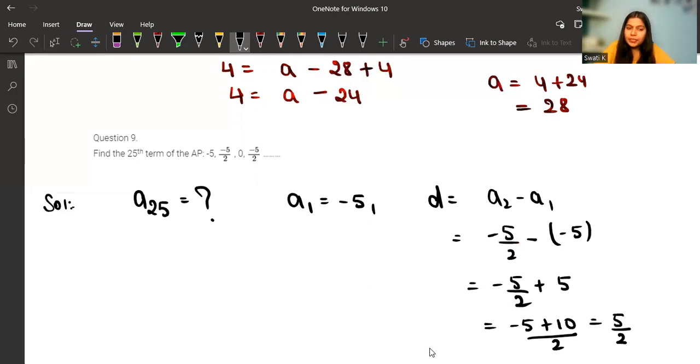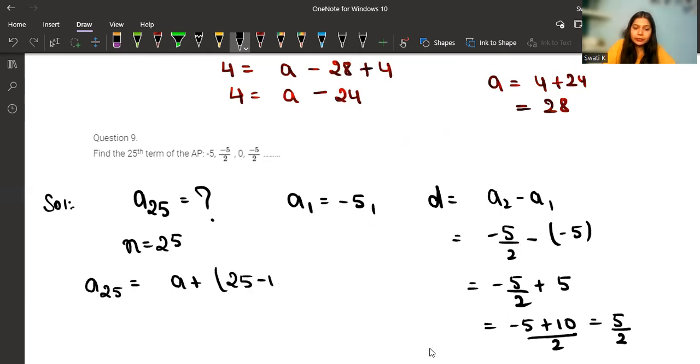We have to find A25. That means n is 25, right? So let's find the value of A25 by using the formula a plus n minus 1 into d, which is 25 minus 1 into d. Now A1 is, of course, the a, which is minus 5, plus 25 minus 1 is 24, into d, which is 5 by 2. Of course, this is 12. So we are getting minus 5 plus 12 times 5, which is 60, and 60 minus 5 is 55.